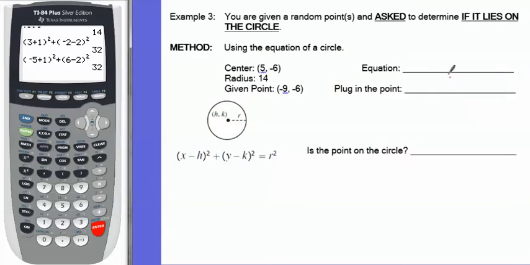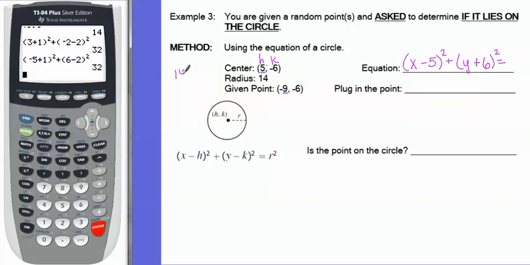You are given a random point and asked to determine if it lies on the circle. Most of the time you're probably going to be given a bunch of points, but let's go ahead and fill this in. I have my h, k sitting right here. So I'm going to start with my skeleton: (x minus h) squared plus (y minus k) squared equals r squared. So I have a +5, I just put that in, and a -6. So I'm going to change my sign and put a 6 there.